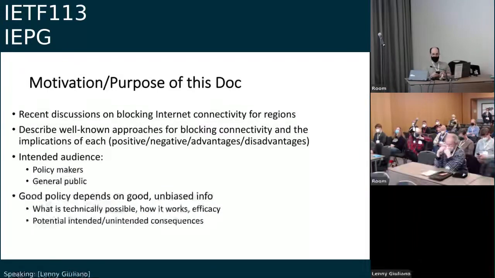we who are in the room have as common knowledge on the topic of filtering, blocking, and what it would look like and the kinds of considerations one should know about if one wanted to block connectivity for a region. The idea here is that policymakers do depend on good, unbiased information, sober, clear, technical information on what is possible, how it works, and would it actually do anything. So that's the idea behind this, to discuss the potential intended or unintended consequences.